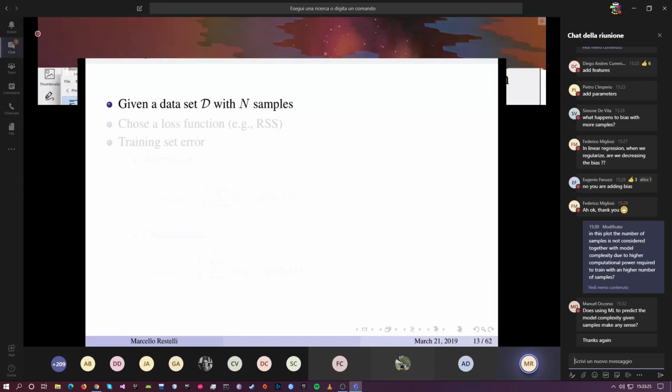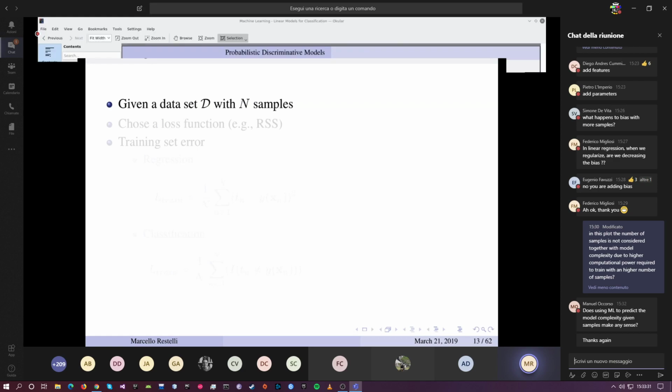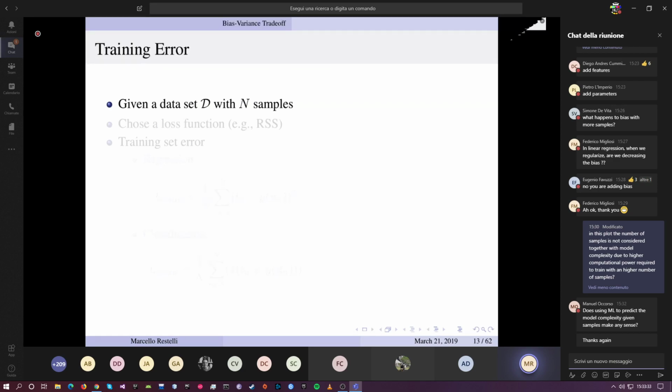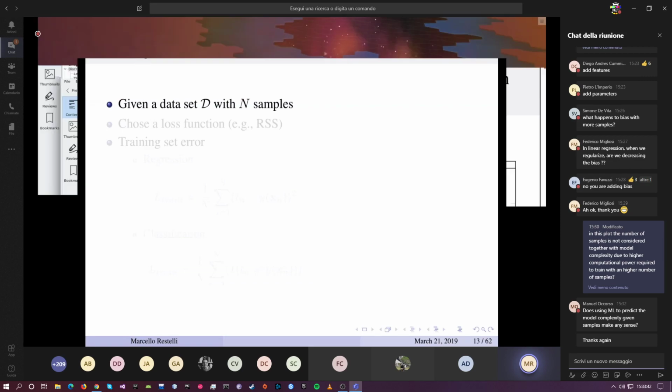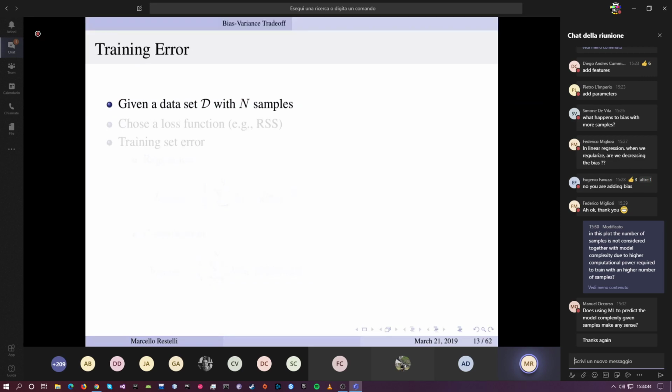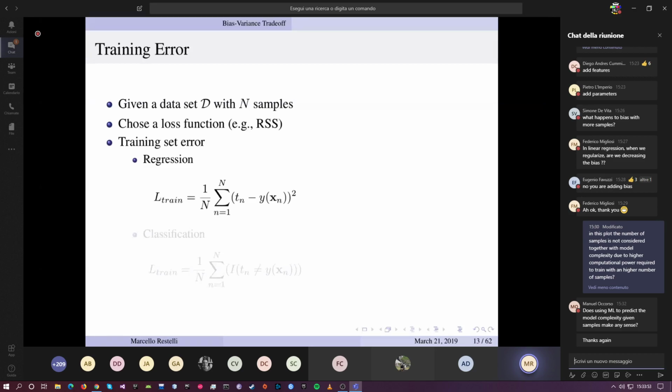In order to understand how to measure or to estimate quantities that are related to the error that we would like to minimize, we have to start introducing some concepts. First of all, the training error. Given a data set D with n samples, you choose a loss function. For instance, for regression, we have seen that the loss function that you can use for training is the empirical mean squared error, that is the average squared error computed over the training set.